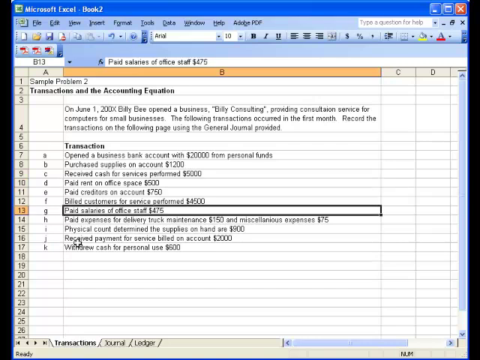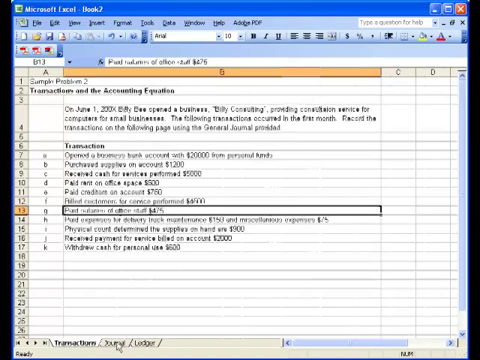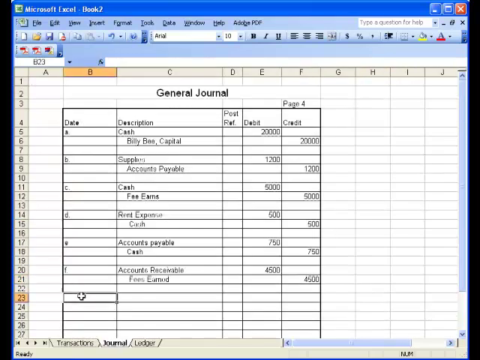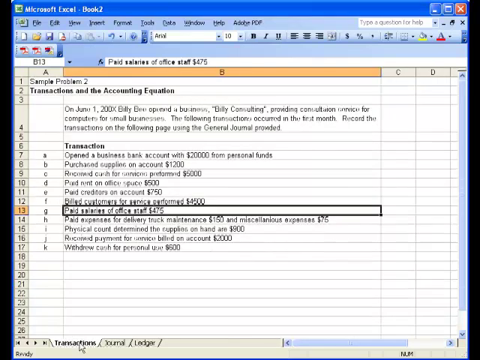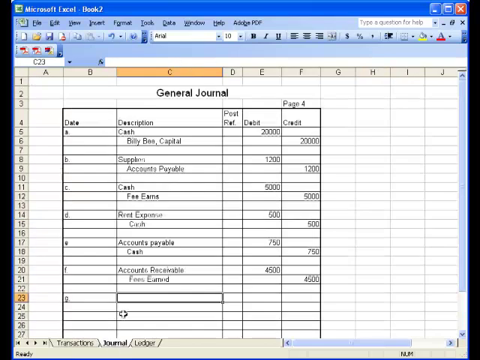Transaction G says we paid salaries to our office staff, $475. This is transaction G. We'll skip a line here. And when we are paying cash out, we know that's going to be a credit. We need to figure out what our debit is. And in this case, it's wages or salaries expense, and we use salaries here, and so we're going to call this salaries expense, and the amount was $475. Our credit is to cash for the amount that we are paying our employees, $475.